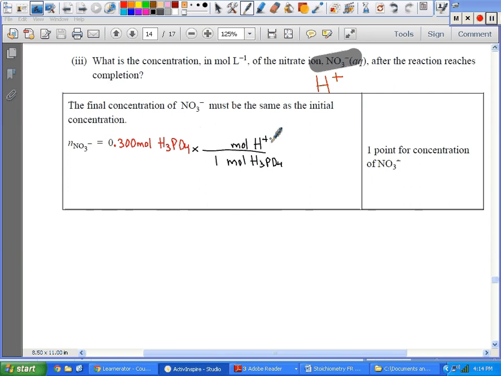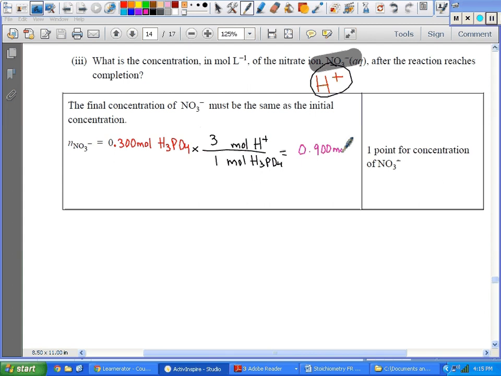It's asking specifically for H plus. Well, is H plus in H3PO4? It's just like a mole to mole, but instead of getting these numbers from the balanced equation, I get them from the compound formula. Works the same way. Does anybody have, that's 0.9, right? 0.900 moles of H plus.